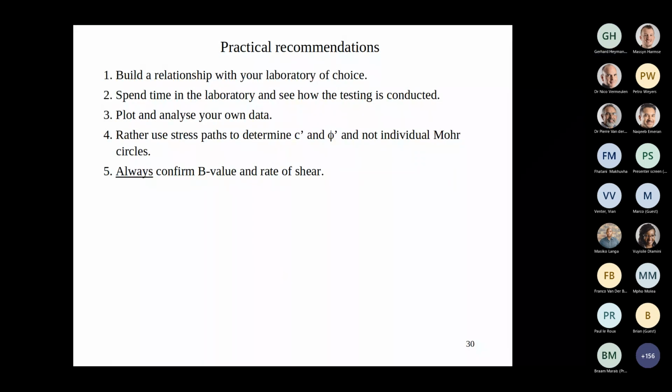Okay. I hope I've convinced you that stress paths are far superior to picking out individual Mohr circles and trying to get c and phi from those. You can do it just as a backup, but no, I much prefer using stress paths. And then always confirm B-value and rate of shear. That is the first thing you do before you even start analyzing the data.